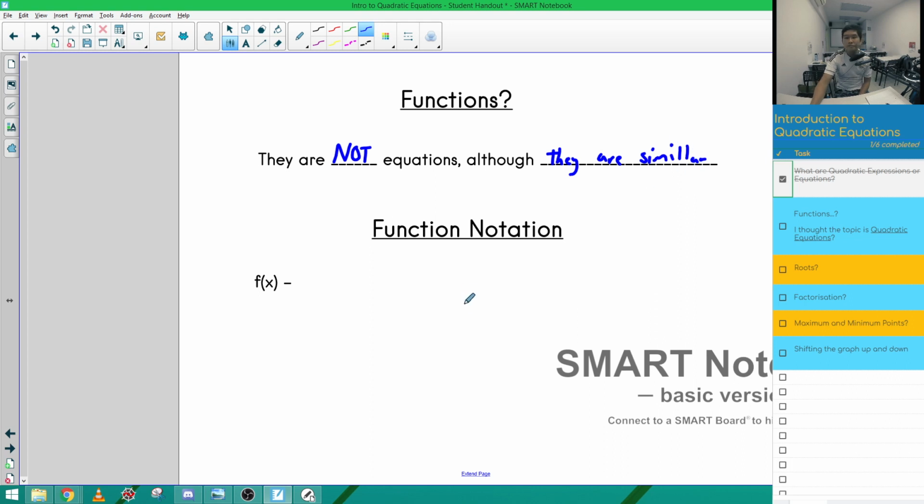Right, there you go. Yeah, they are similar. Next, how are functions written in your textbooks or in your question papers? Yeah, it's written this way. We write a f and then bracket x. Okay, so now we know how to write functions.